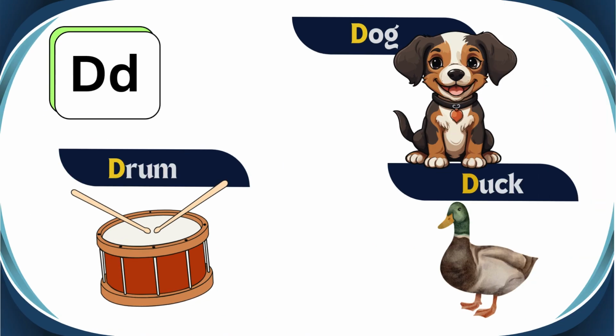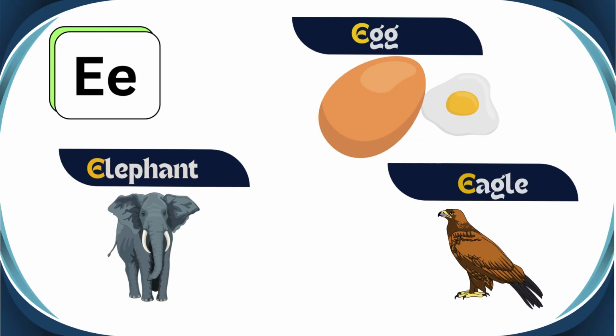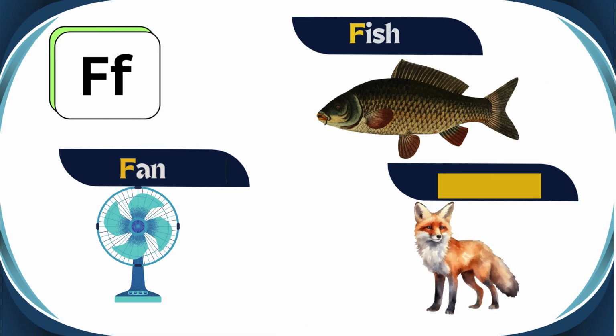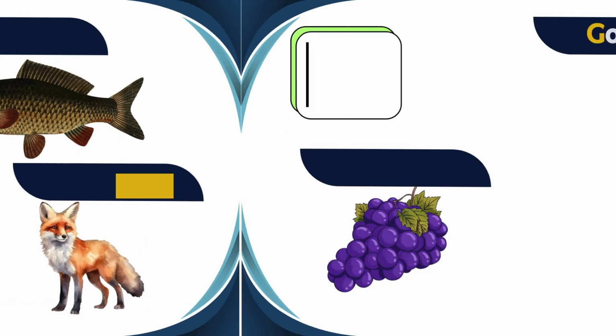D for dog, D for drum, D for duck. E for egg, E for elephant, E for eagle. F for fish, F for fan, F for fox.